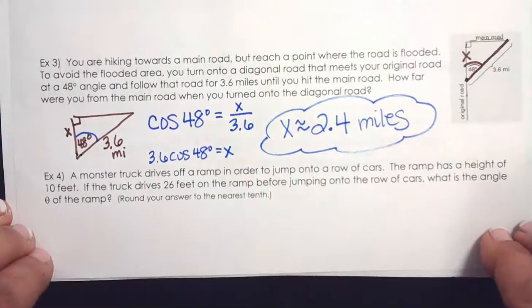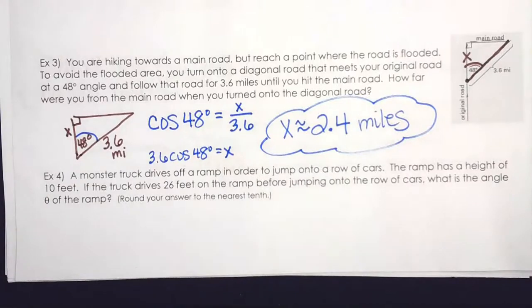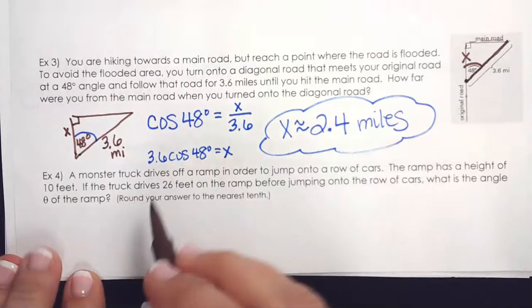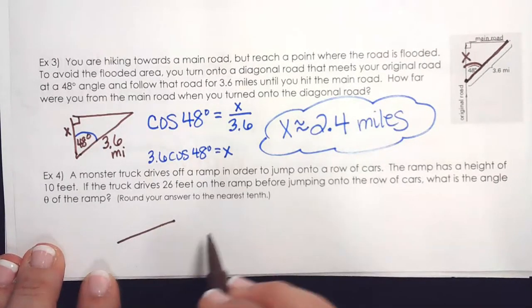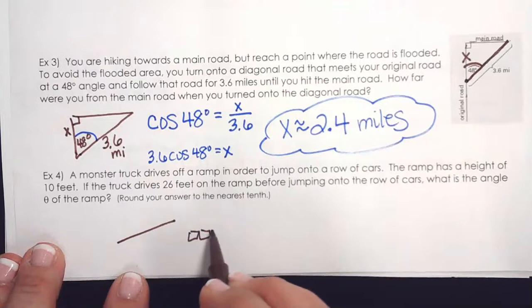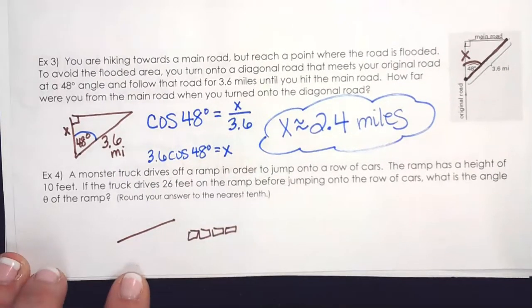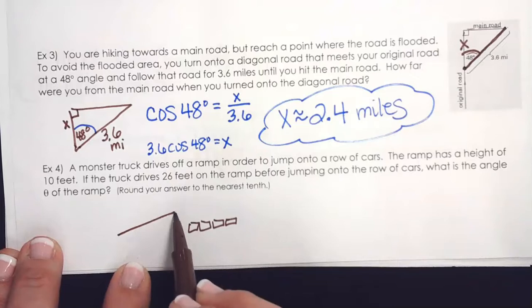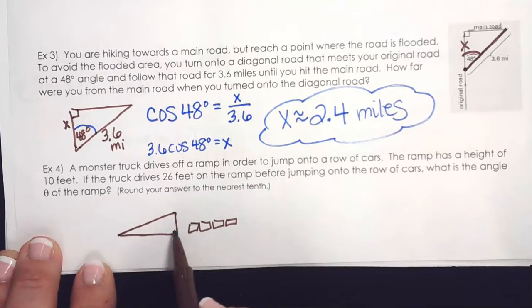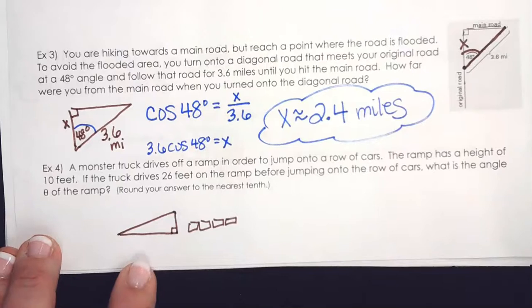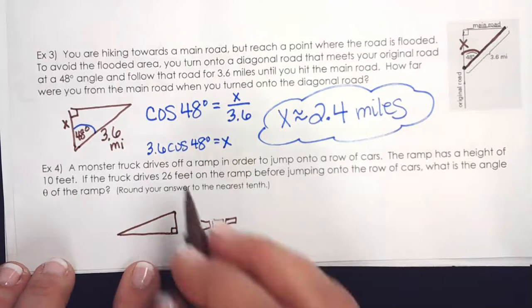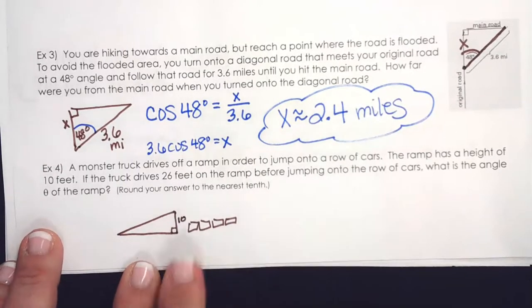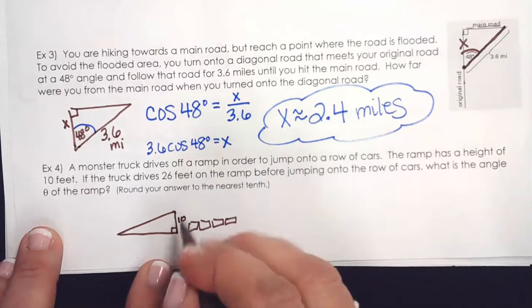Same type of thing in example 4. A monster truck drives off a ramp in order to jump onto a row of cars. So here's a little ramp, and here are my cars. Okay, I can't draw. All right. It says the ramp has a height of 10 feet. If the height is 10 feet, doesn't that mean that the vertical piece from the bottom to the top is going to be 10 feet?